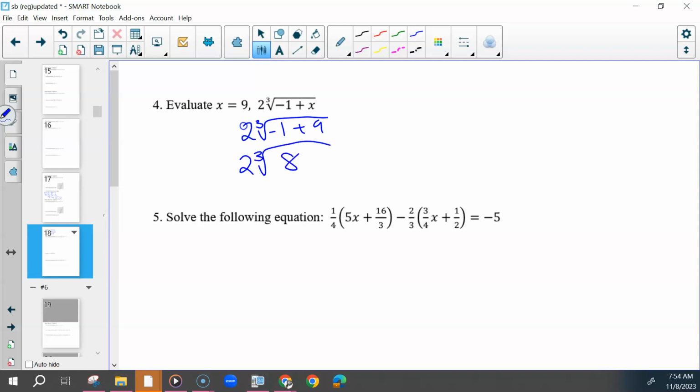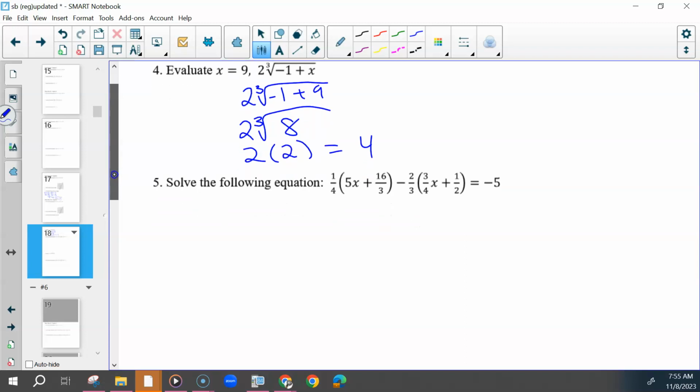Take the cube root of 8, which was what? What is the cube root of 8? What times what will be 8? 2. And then multiply together to get 4. So 4 should have been your final answer. You got something other than 4, erase that, fix that. Questions on that one?